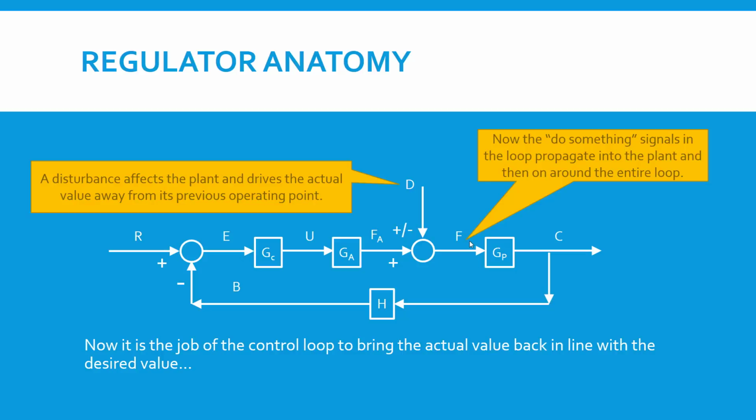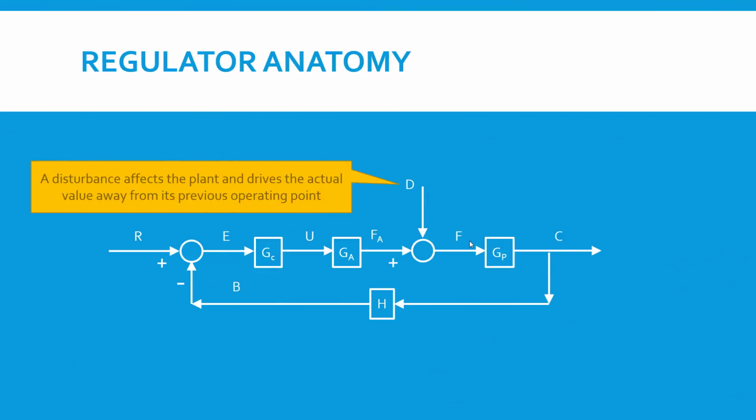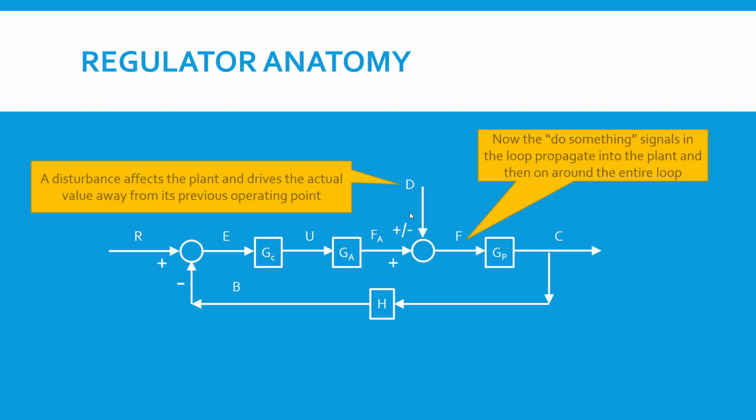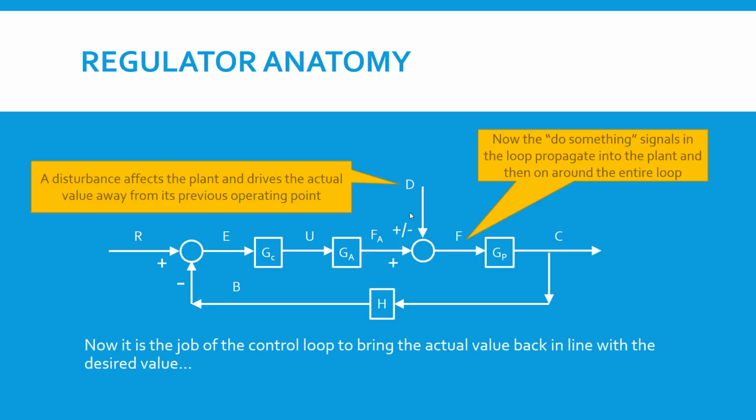Now the job of the controller is to bring the actual value back into alignment with the desired value. Let's look at how this works. The disturbance affects the plant and drives the actual value away from its previous operating point. It can come in as either a positive disturbance or a negative disturbance, depending on the existing situation, as we shall see. Now we have this do-something signal going into the plant, and as stated before, it's the job of the control loop to bring the actual value back in line with the desired value.